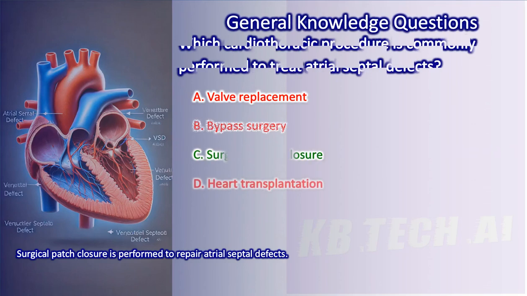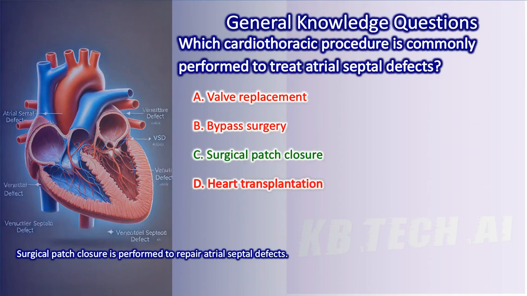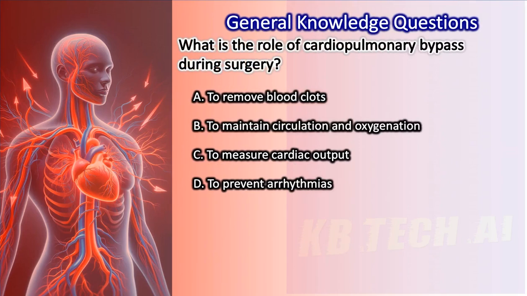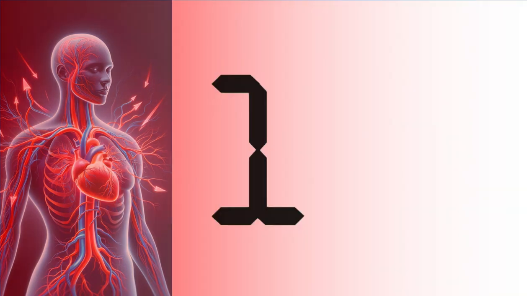The answer is Option 3. Surgical patch closure. What is the role of cardiopulmonary bypass during surgery? Option 1. To remove blood clots. Option 2. To maintain circulation and oxygenation. Option 3. To measure cardiac output. Option 4. To prevent arrhythmias.